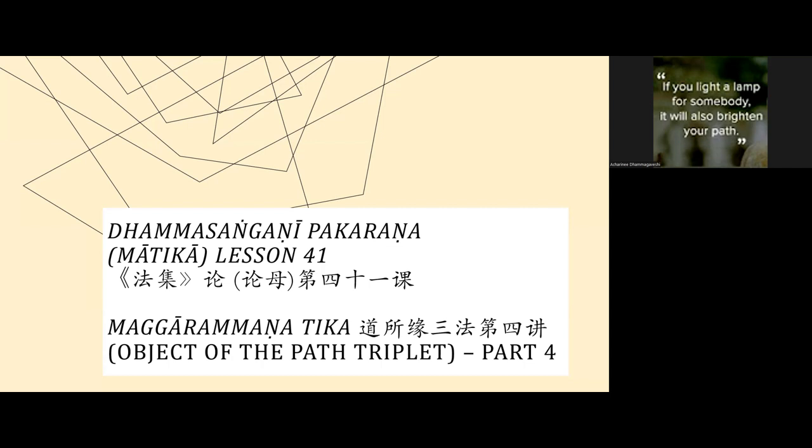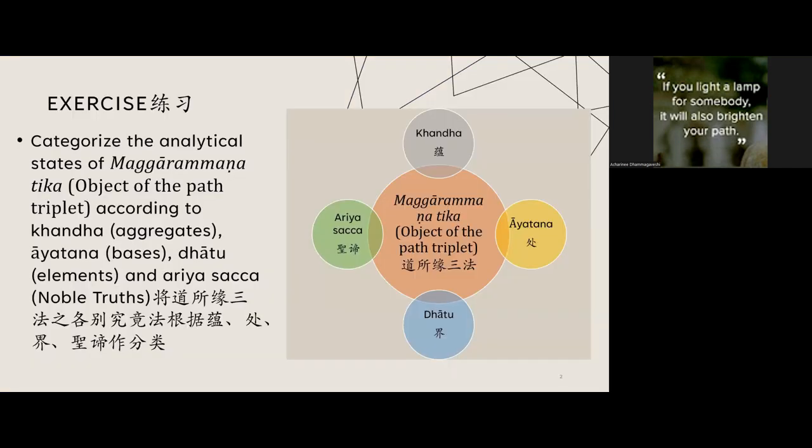Today we will be talking on the Maggārammaṇa Tika. We will be going through the exercise that we gave during the last lesson. The exercise was to categorize the analytical states of Maggārammaṇa Tika, object of the path triplet, according to khandha, aggregates, āyatana, bases, dhātu, elements, and Ariya sacca, noble truths.